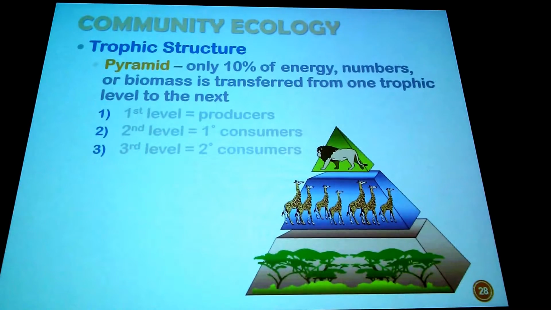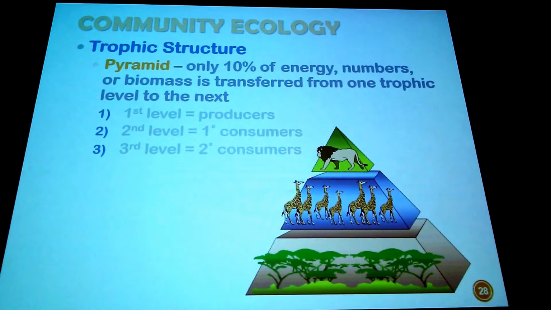So in a pyramid, only 10% of the energy, followed by the numbers or biomass, is transferred from one trophic level to the next. So it's not just energy, it's also numbers and biomass. We'll talk about numbers and biomass in a second. This pyramid is not like one of those nutritional pyramids that you would learn about in health in grade school, where you have so many fruits and vegetables every day, so much protein, so many grains, all that stuff. It's a different type of pyramid.